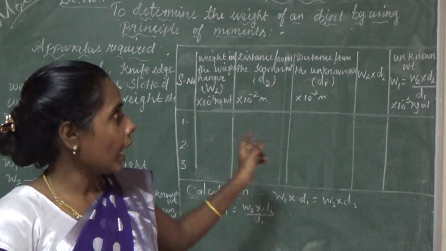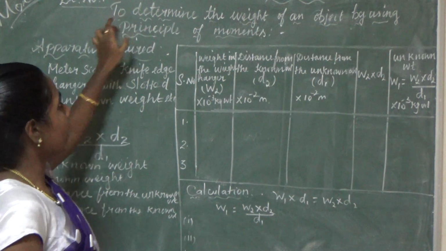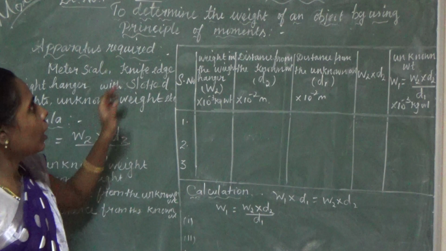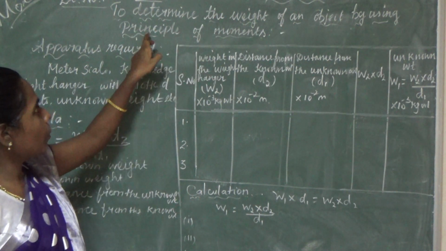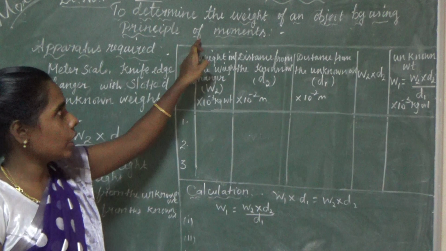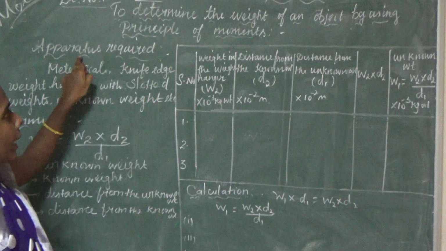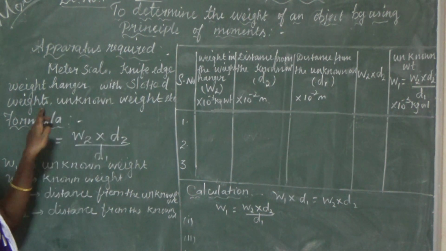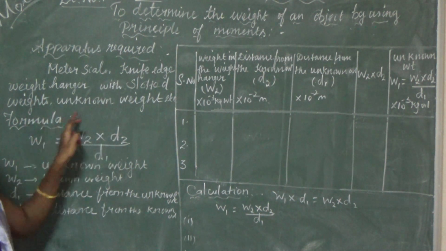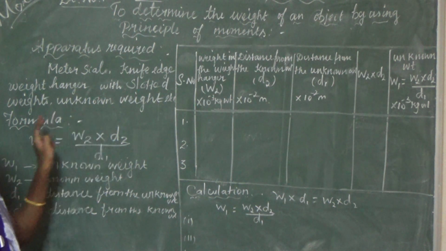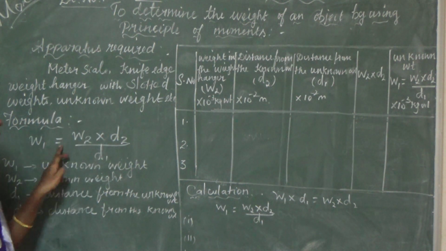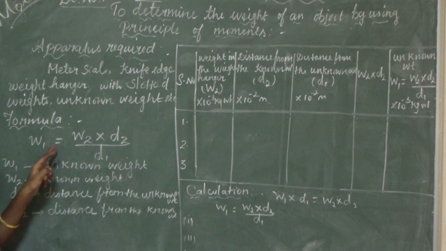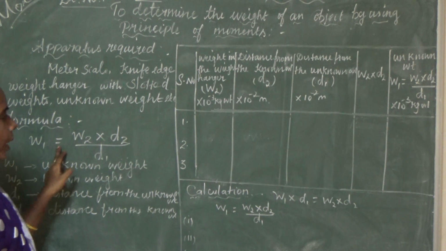So you have to write first the aim. The aim of the practical is to determine the weight of an object by using the principle of moments. Then the apparatus required: meter scale, knife edge, weight hanger with slotted weights, unknown weight. Next step, formula. This step is not in your book, so please write it in your book also.